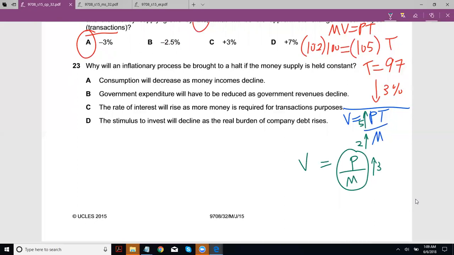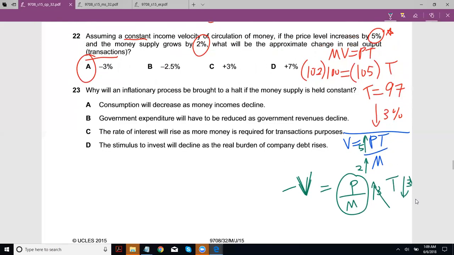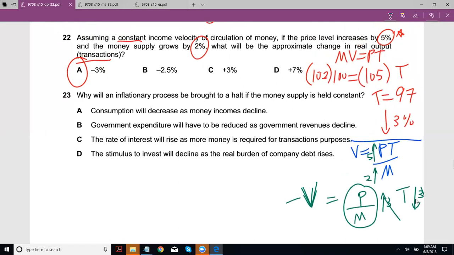You want this to be equal to V, which is a constant. So clearly your T has to be decreasing by 3% for this to cancel out and for it to be equal to V, which is a constant. So those are two ways to think about it, whichever way you find easier. I think the first one was easier, but anyhow.